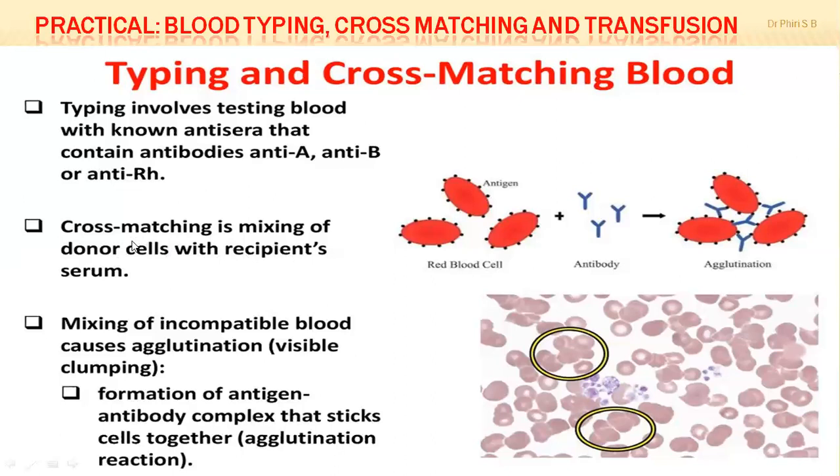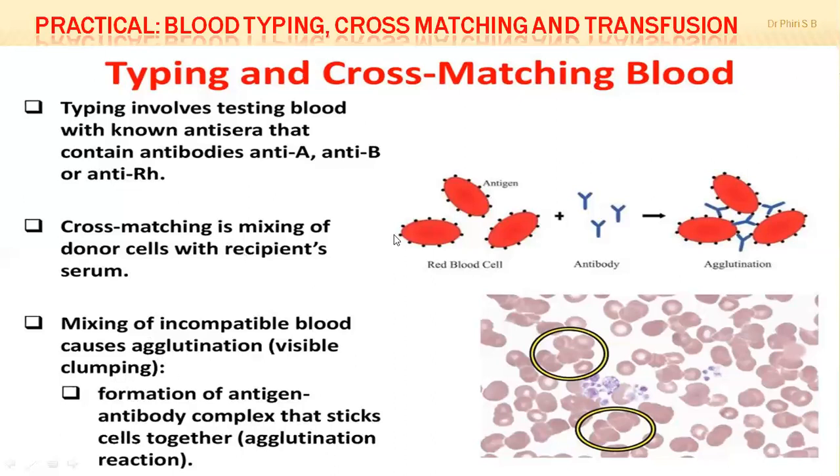So in so doing, you'll be able to say that this blood is not compatible. So you can't mix them. You can't do a transfusion for that. So mixing of incompatible blood causes agglutination, a visible clumping of blood.